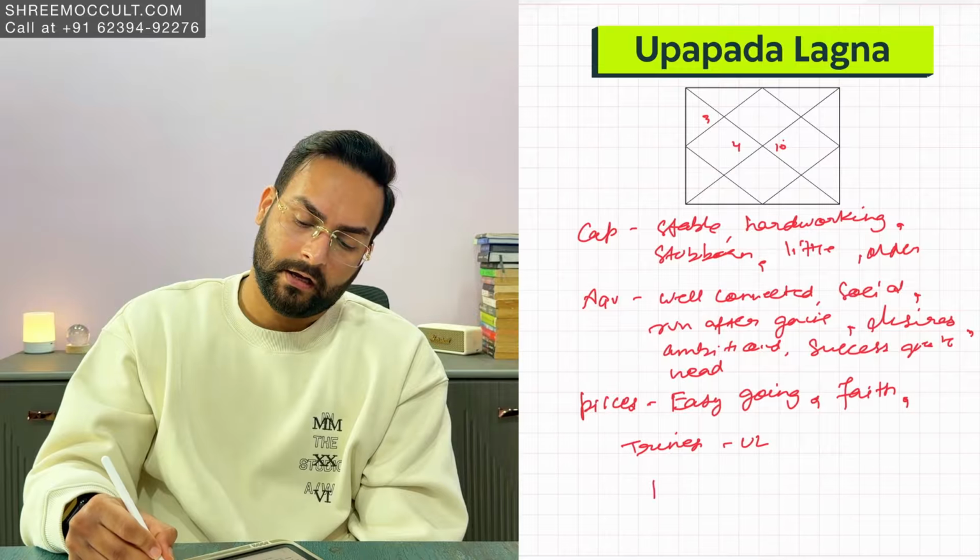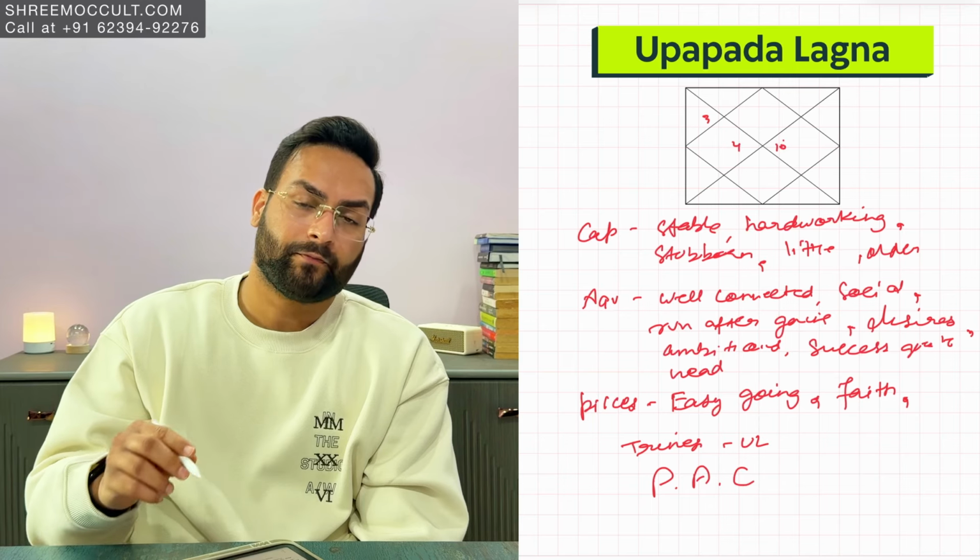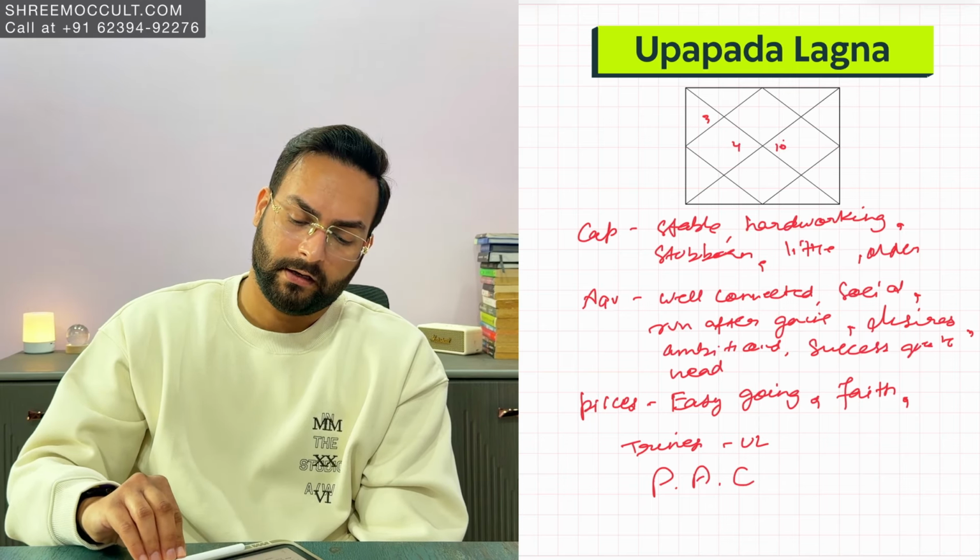Secondly, don't forget PAC: position, aspect, and conjunction. This is definitely going to change the flavor. So this will change personality. It depends. If it's sitting with Mars, there's going to be a different result. If it's sitting with a softer planet like Venus, there are going to be different results. So that is something you need to understand. If you understand this, well and good.